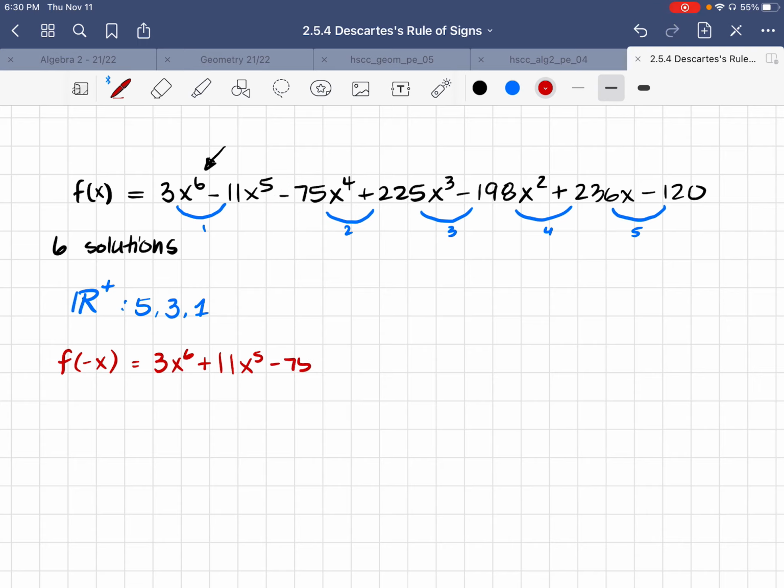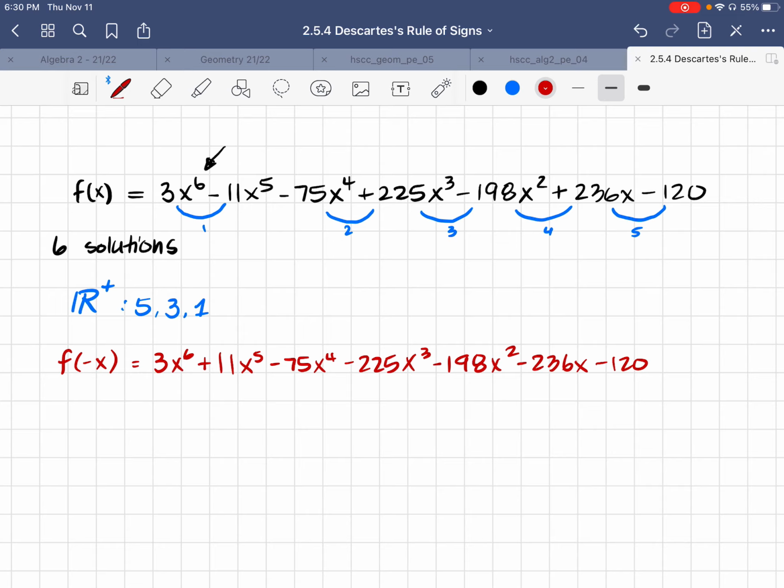That's going to stay negative 75x to the 4th. But all your odd degree terms are going to change. So that one there is going to go to negative 225x to the 3rd. This one here, which is an even degree, is going to stay negative 198x squared. And this one here, which is an odd degree, is going to change from positive to negative 236x. And the negative 120 won't change because it's constant, which means it will never change.